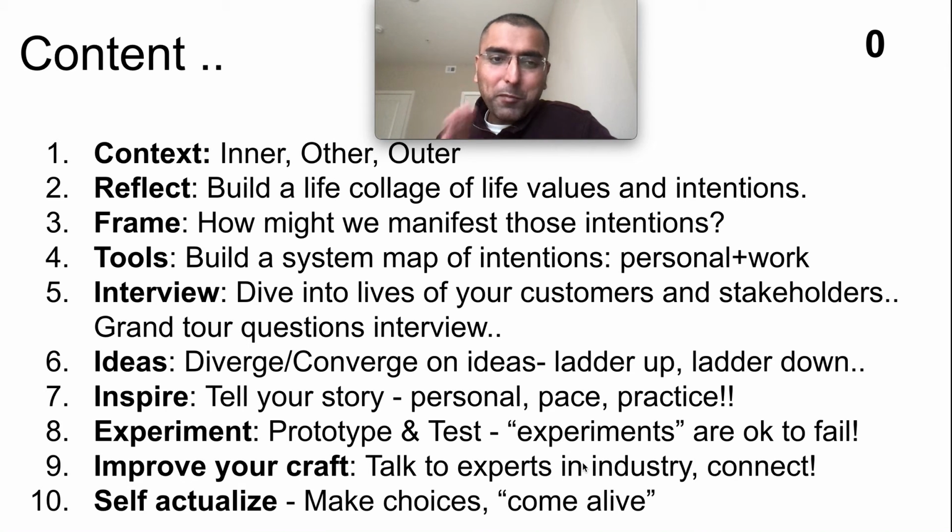So how do we go about innovation? To summarize all of that in one video, we're going to use these 10 areas. First, we need to understand, where are we? What's the context? Then we need to reflect. What are we trying to innovate? Then we need to frame the problem. Then we need to have the right tools to innovate. Then we need to get everyone involved by interview process.